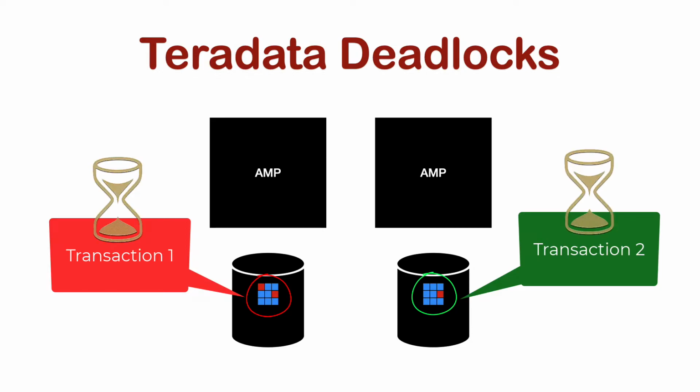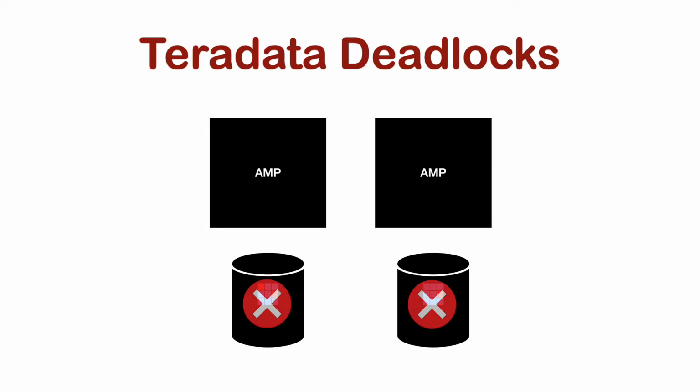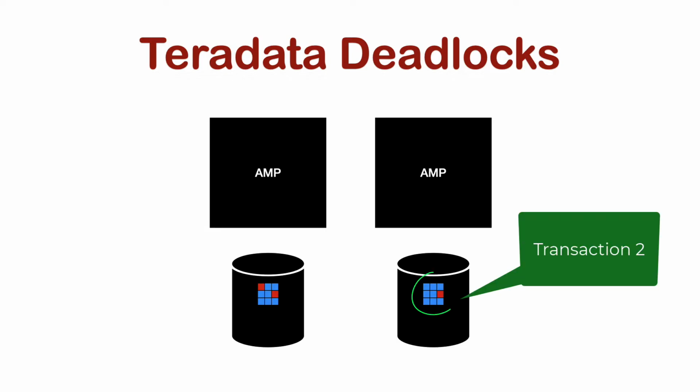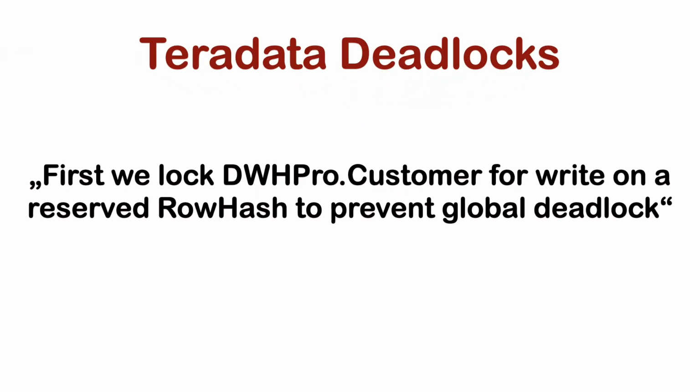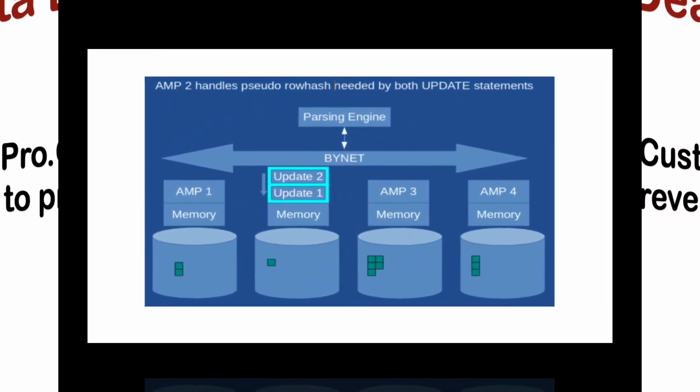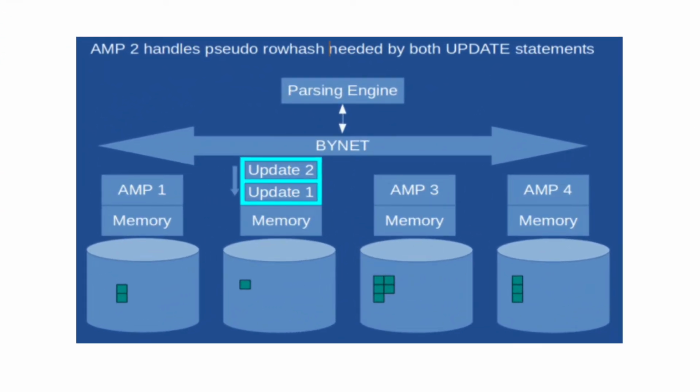By the way, a no-wait lock modifier is available, which aborts the request if the AMP can't obtain the lock immediately. The proxy lock or pseudo-table strategy avoids such deadlocks by serializing the requests. Many of you probably have seen the term "to prevent global deadlock" when explaining a query, which relates precisely to what we described before. Here is an example that shows the deadlock handling strategy in action.